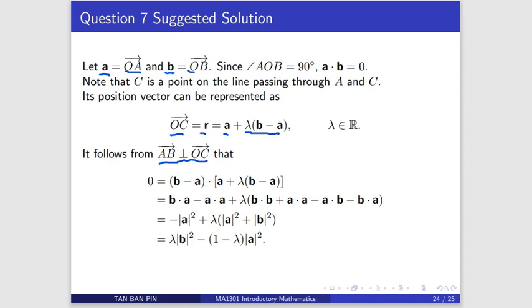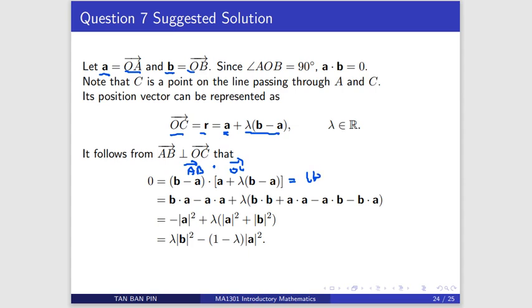So the dot product will be 0. That means you write down vector AB and vector OC, and the dot product will be 0. So this is vector AB, which is B minus A. Then the position vector of OC can be written as A plus lambda (B minus A). And then we just expand it out.